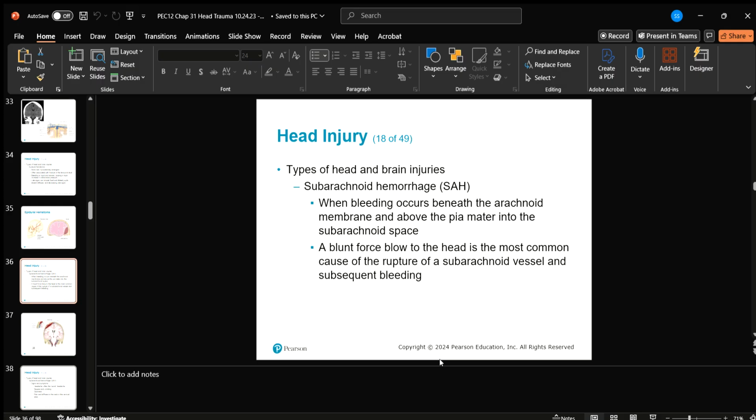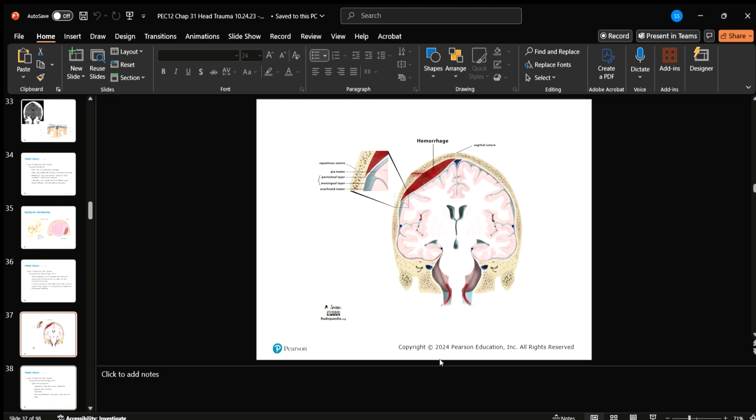We talked about it. A blunt force blow to the head is the most common cause of a rupture of the subarachnoid vessel. Okay, blunt force blow to the head. So maybe a baseball bat. It's my go-to when I talk about these type of trauma. It could be any type of blunt object. Even a fist could be enough to do it.